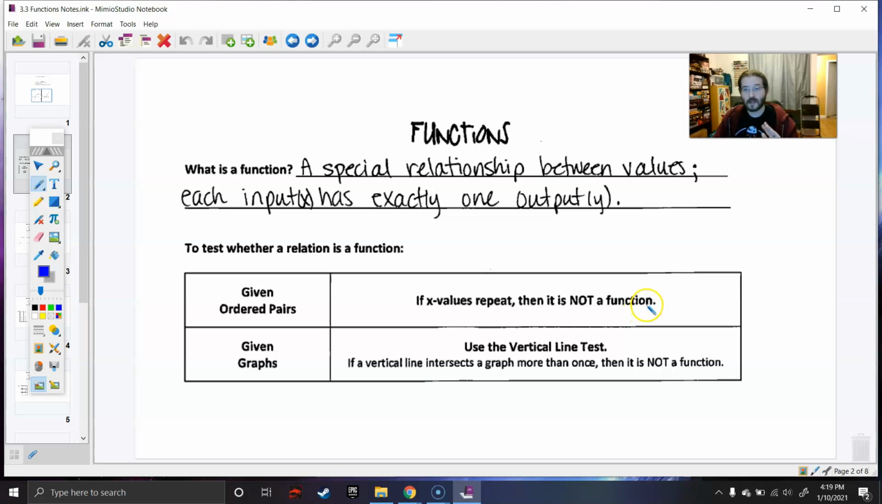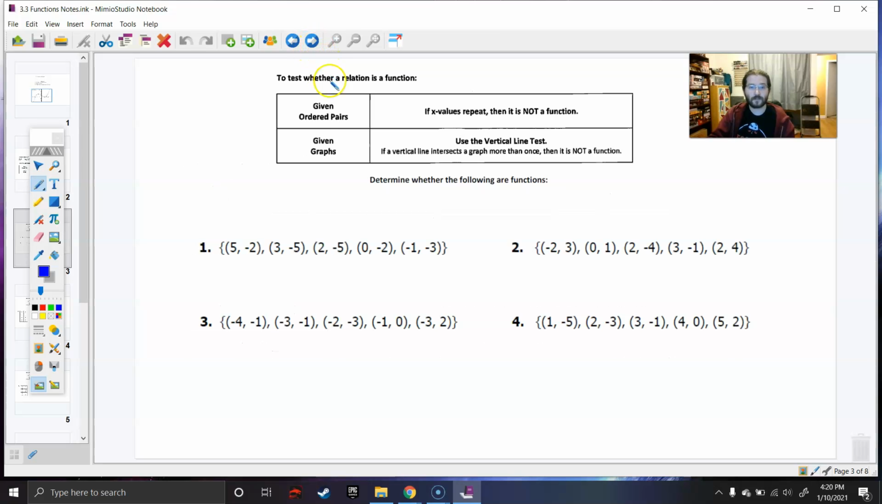So repeating is no. Given a graph, we're going to do what's called a vertical line test. And if you can draw a straight up and down line, or vertical line, on your graph and it intersects your graph points more than once, it's not a function. So let's take a look and see what that looks like.